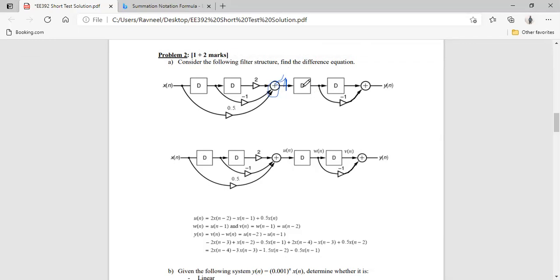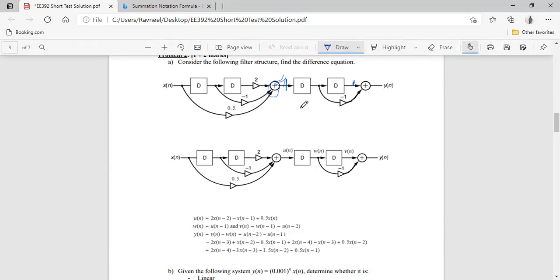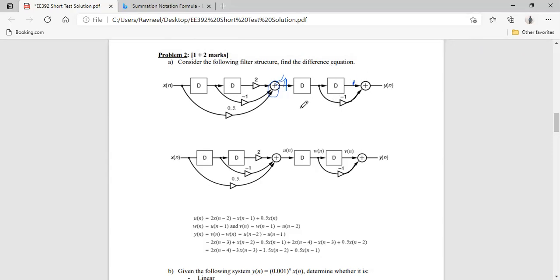And then after that, u of n goes through a delay block. Even if you want to label it as wn, you can, but I would suggest just leaving it like that. And then that goes through another delay. Since there is a delay, we can label another signal at this particular point because the output is phi of n eventually. So based on that, identify the points where you want to read the signal outputs.